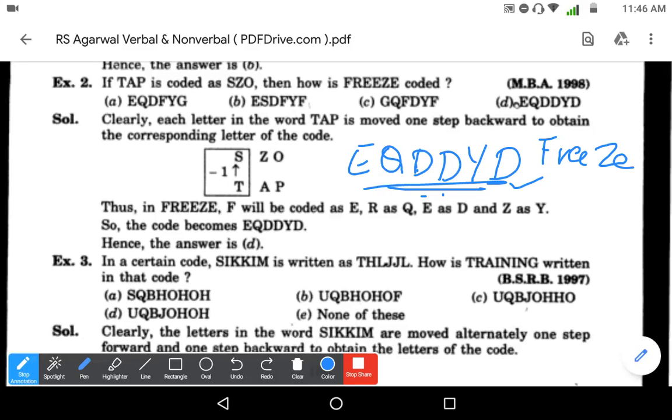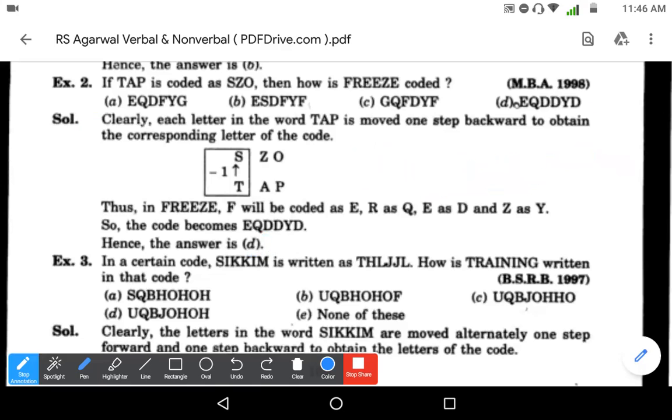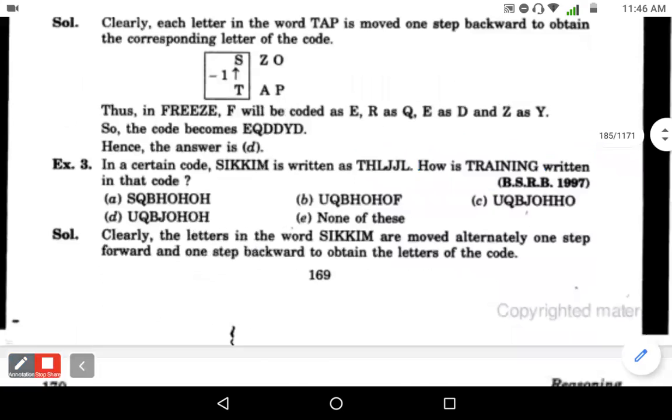Okay. So this is the second type of question that you can see in letter coding. And if you see the options, D is the answer. There is explanation given here. You can go through this explanation also. Okay, so that was second question. Now let's go to the next question.